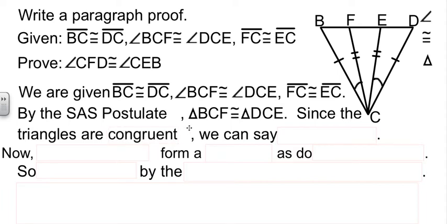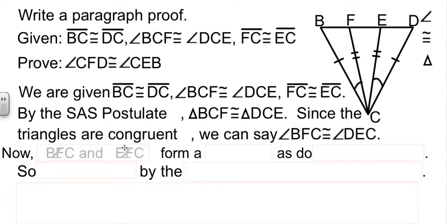So since I know the triangles are congruent, I can say that this angle BFC is congruent to this angle DEC. Now that's almost what I want. Remember, I'm looking for the angle inside this middle triangle. I'm looking for those 2 angles. Well, I've got the ones next to them. Oops. I did not move my angles over here.